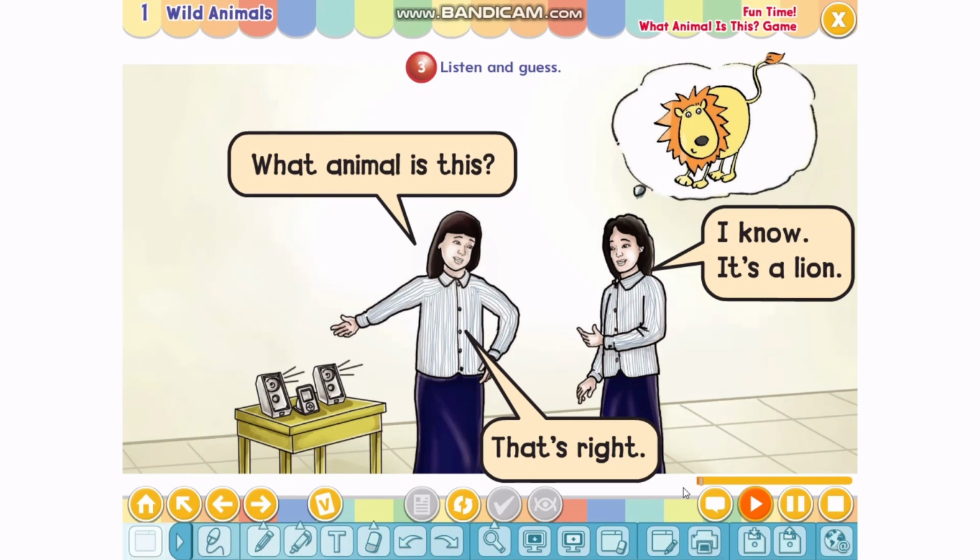What animal is this? I know. It's a lion. That's right. What animal is this? I know. It's a bear. That's right. What animal is this? I know. It's an elephant. That's right. That's fun. Okay, good. Let's play for real.